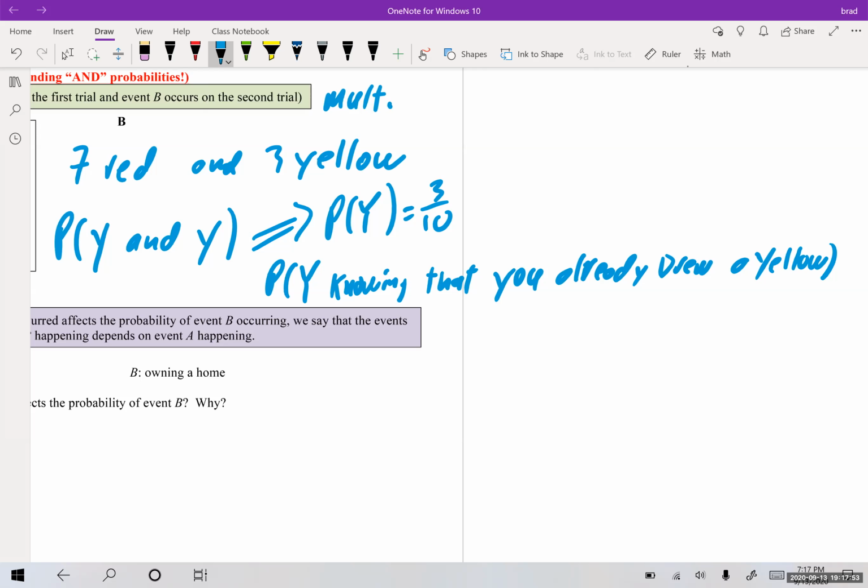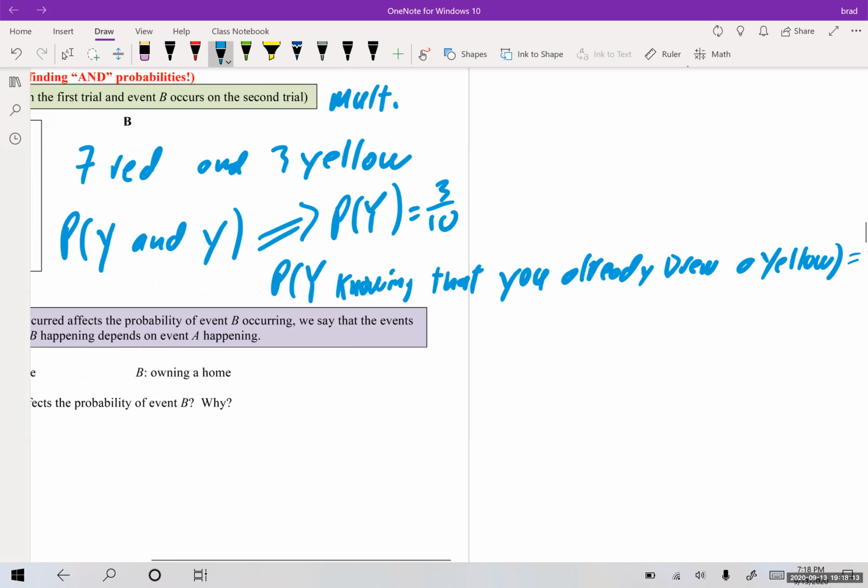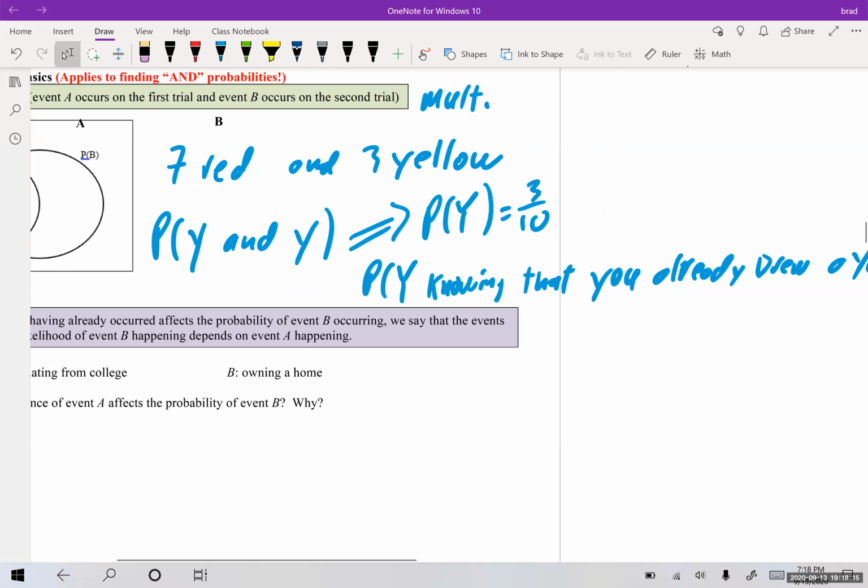Now, if you have 1 marble in your hand that you already drew and it was yellow, how many are left? Well, that means that there are 2 yellow marbles left, right? But how many total marbles are left? There's only 9, right? Because we took 1 out and we set it on the table. So this is something that we're going to be working with. This is called independent versus dependent, okay? So the first draw definitely affects the outcome of the next draw, okay?